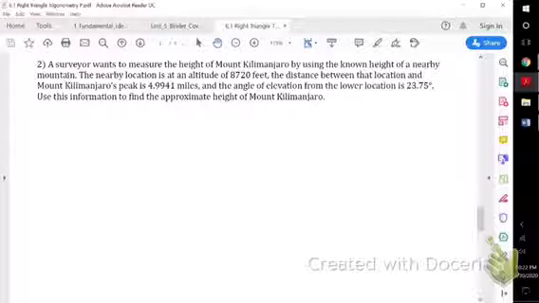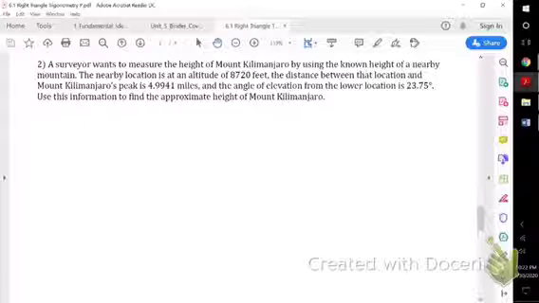6.1 Part 3, Example 2 says a surveyor wants to measure the height of Mount K. I can't say that word, so I'm going to call it Mount K, by using the known height of a nearby mountain. The nearby mountain is at an altitude of 8,720 feet. The distance between that location and Mount K's peak is 4.9941 miles, and the angle of elevation from the lower location is 23.75 degrees. Use this information to find the approximate height of Mount K.